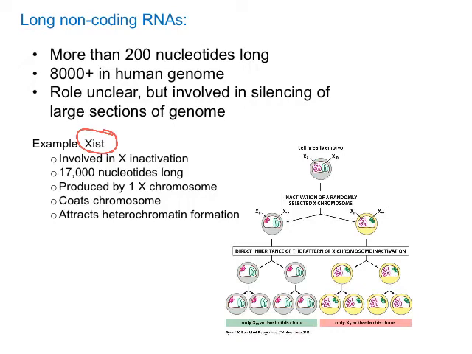So it's 17,000 nucleotides long, huge, and it's produced by one of the X chromosomes in each cell. And remember, we talked in, I think it was, what chapter? Well, a previous chapter, maybe chapter 7, about inactivation of the X chromosome, and this is a figure from that chapter.